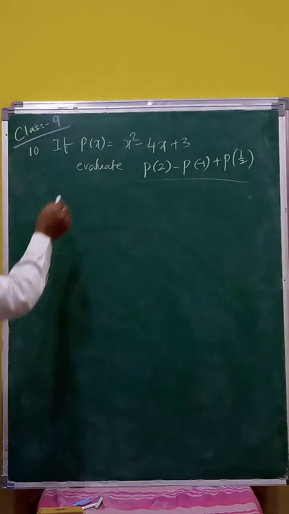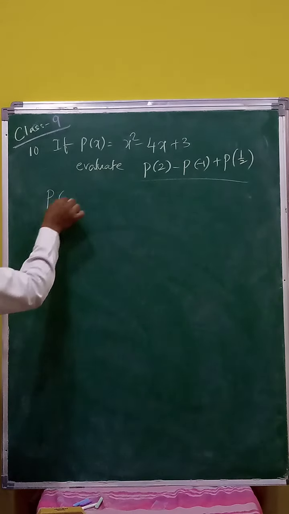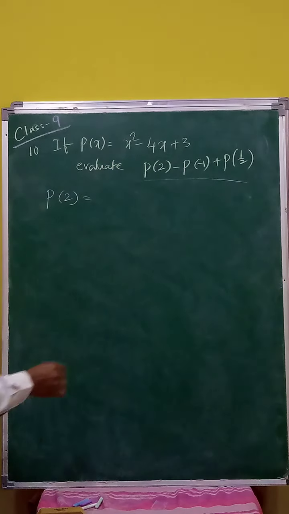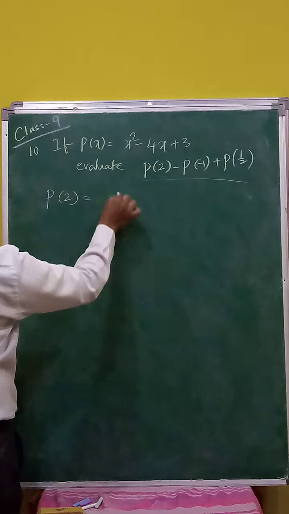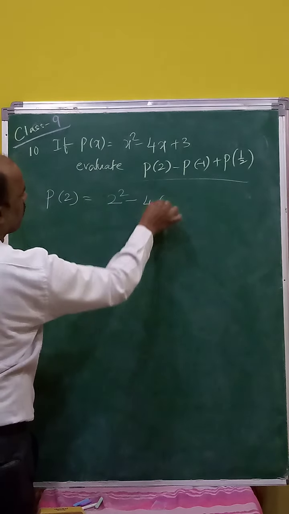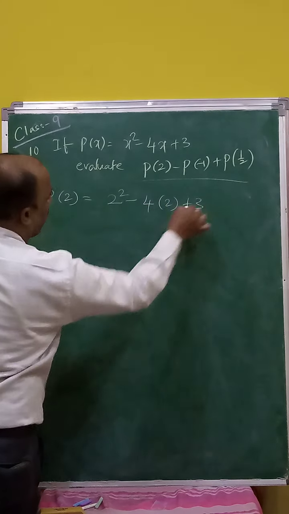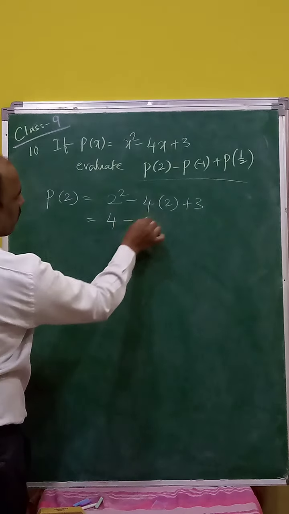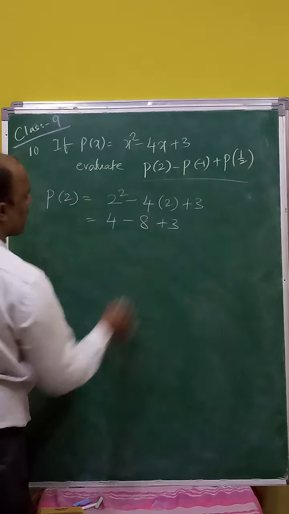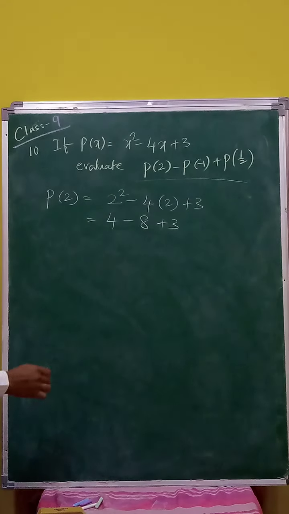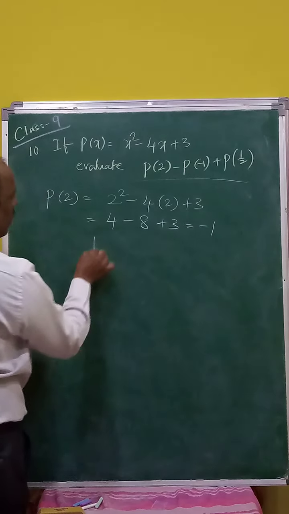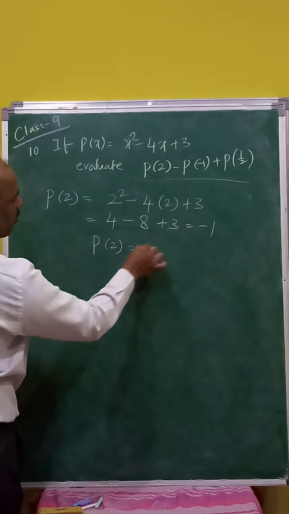First one, what is given? P of 2. In the place of x, what are we substituting? 2. Applying this, 2 square minus 4 into 2 plus 3. 2 square value is 4, 4 twos are 8, plus 3. 4 minus 8, so minus 4 plus 3. What is the answer? Minus 1. P of 2 value is minus 1.